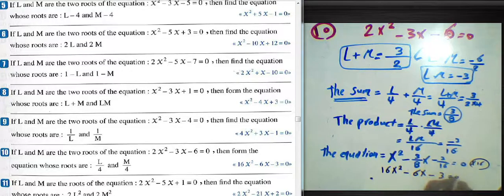The result will be the equation 16x power 2 minus 6x minus 3 equals 0. Okay, it was question number 10.